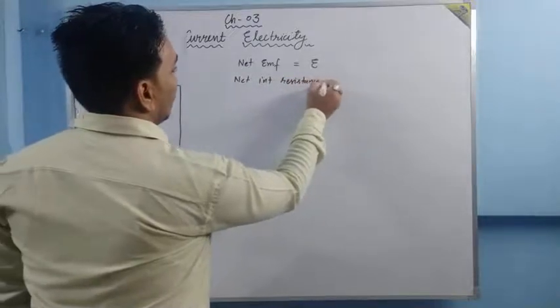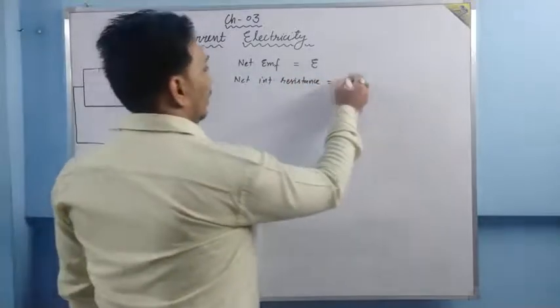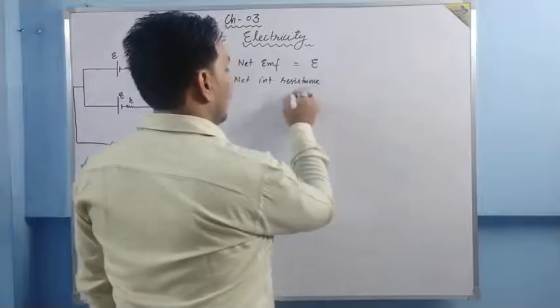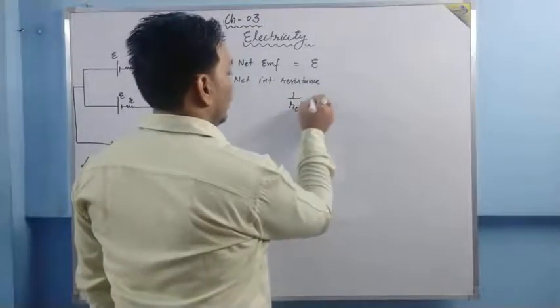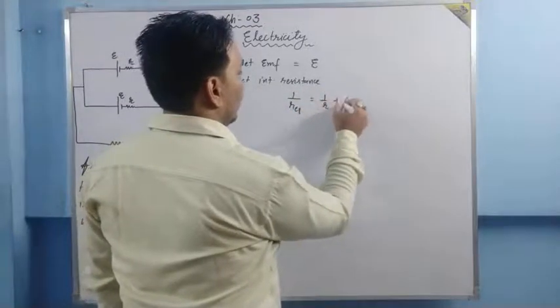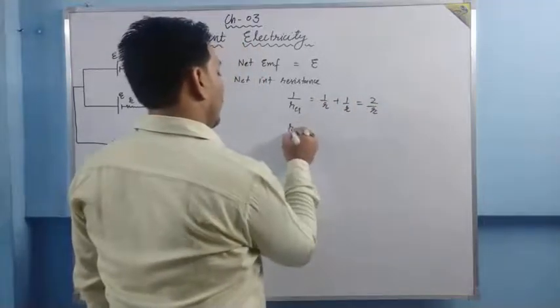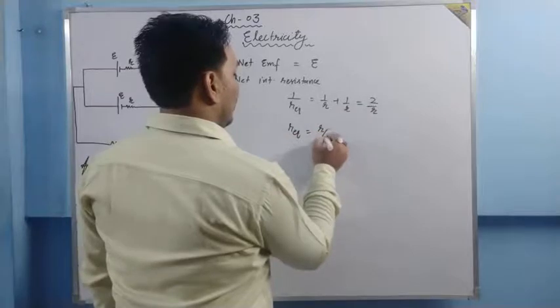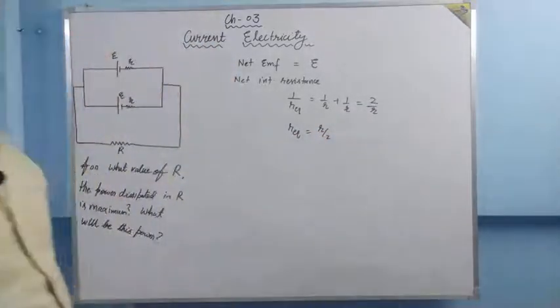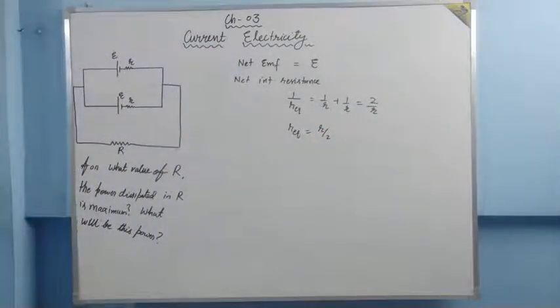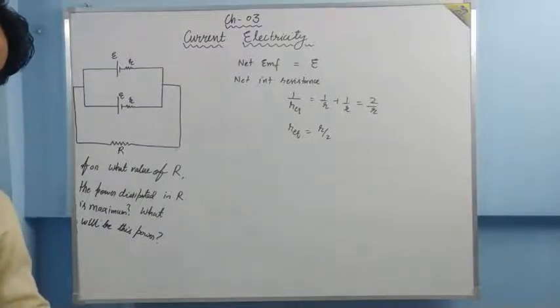What will it be? It will be 1 by R. 1 upon R equivalent is equal to 1 by R plus 1 by R. It becomes 2 by R. When we solve it, it becomes R by 2. This is net internal resistance, right? This is net internal resistance.